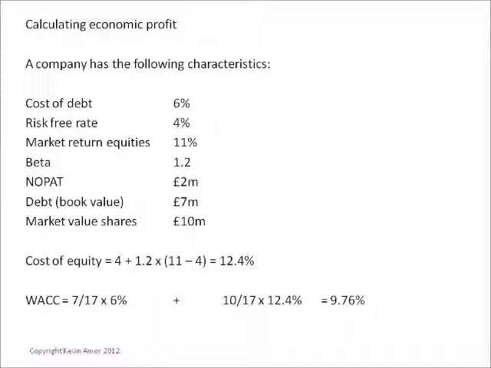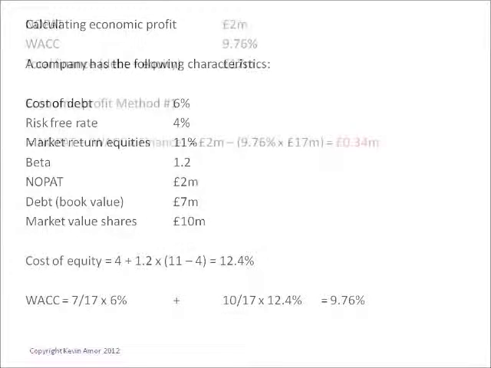So the proportion of debt is 7 over 17 multiplied by the cost of debt, 6%, plus the proportion of finance that is equity, that's 10 divided by 17, multiplied by the cost of equity, 12.4%. So again, there's the working, and that works out at 9.76%.